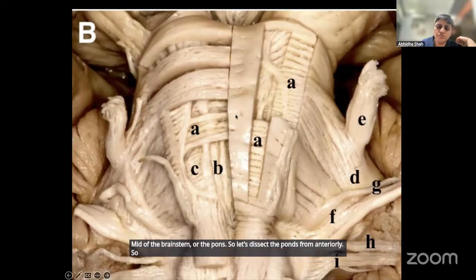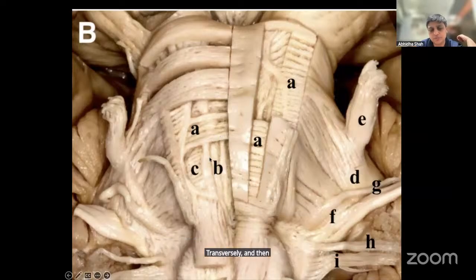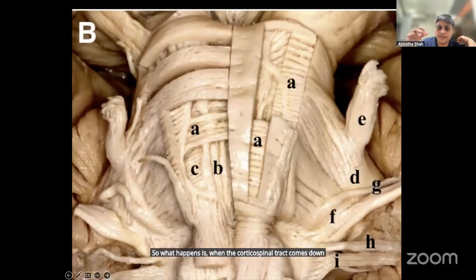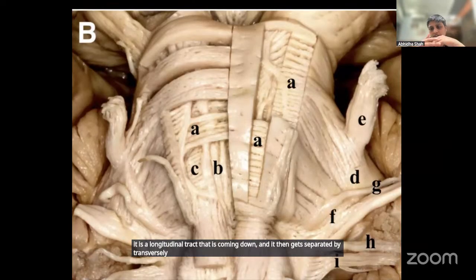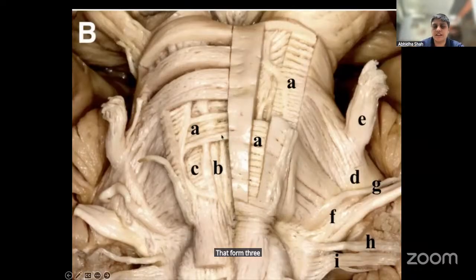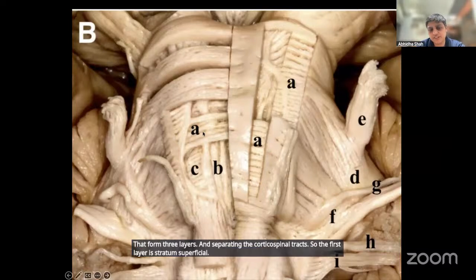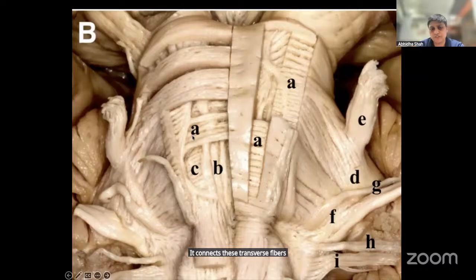So once you remove this first layer of the pons, you start seeing fibers running transversely, and then in the depth, you will see them running longitudinally. So what happens is when the corticospinal tract comes down from the midbrain, it is a longitudinal tract that is coming down, and it then gets separated by transversely running fibers that form three layers and separating the corticospinal tracts. So the first layer is stratum superficial. It connects these transverse fibers in front of the cortical spinal tract.